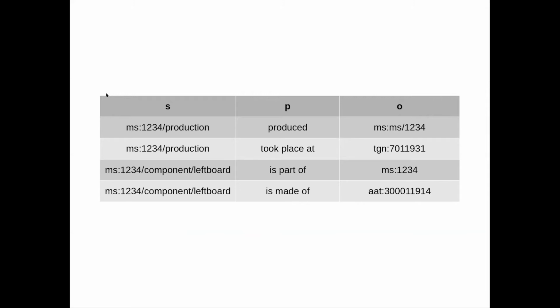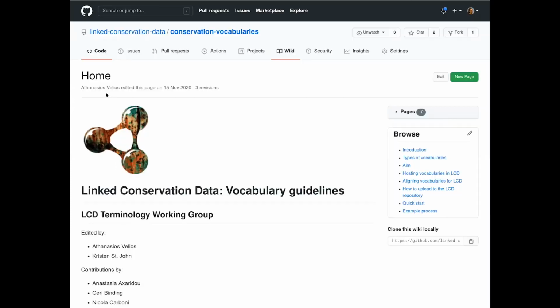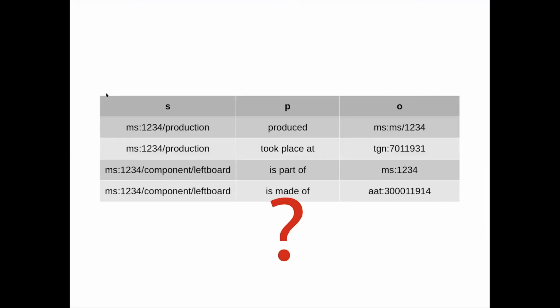Now, obviously, it is not only the Getty that provides these things. People use different thesauri, different vocabularies, different authority lists according to their domain, what is more convenient for them. So we can use references to other things as well. And this is exactly what Kristen referred to earlier on. We have produced some guidelines on how to combine and share the vocabularies as part of this project.